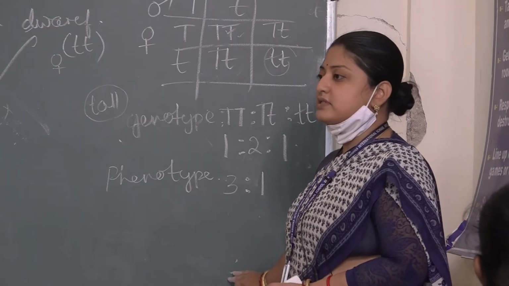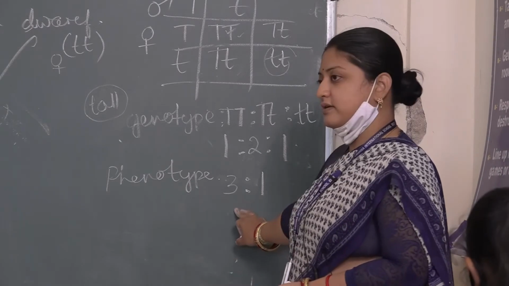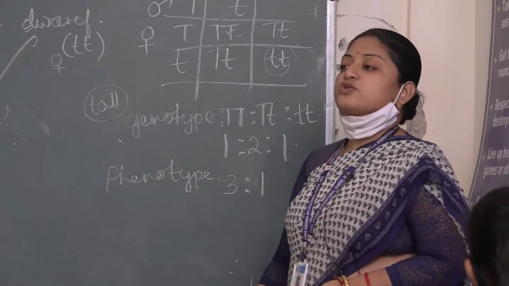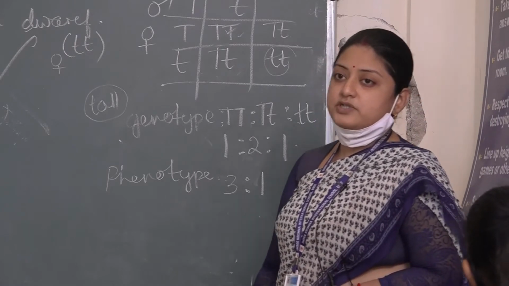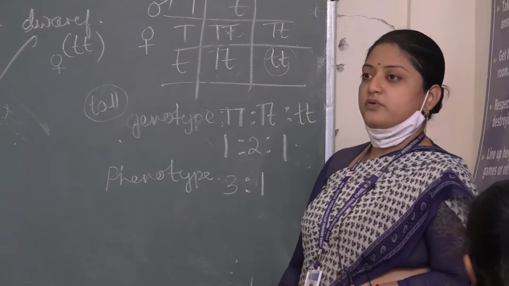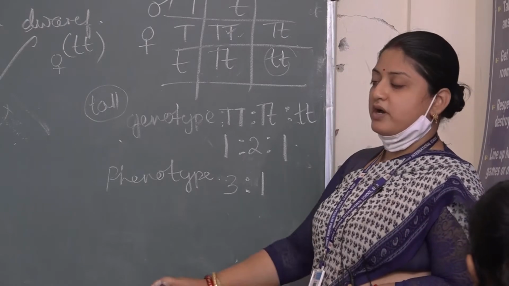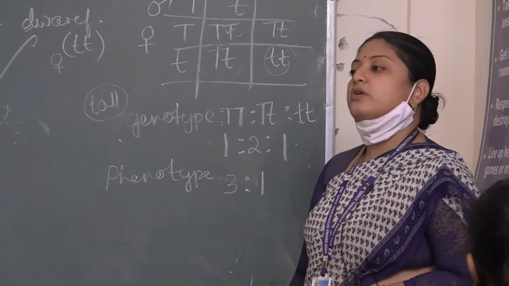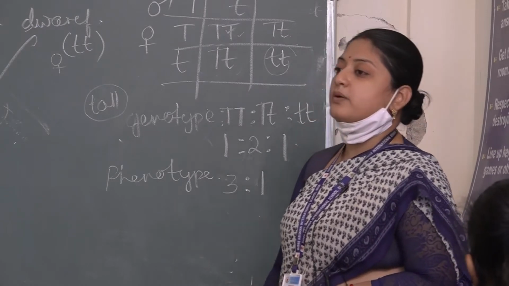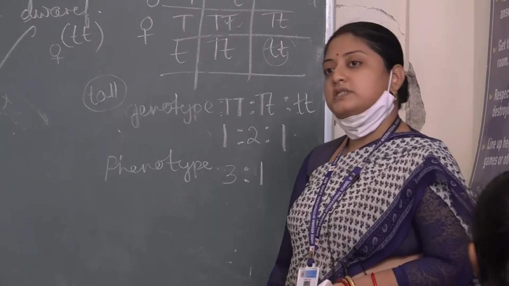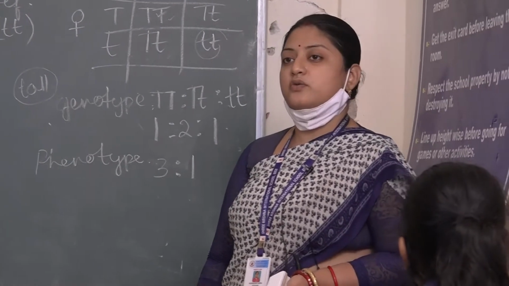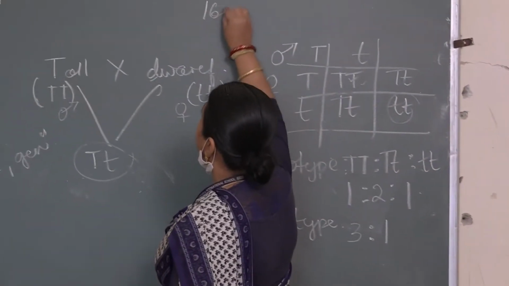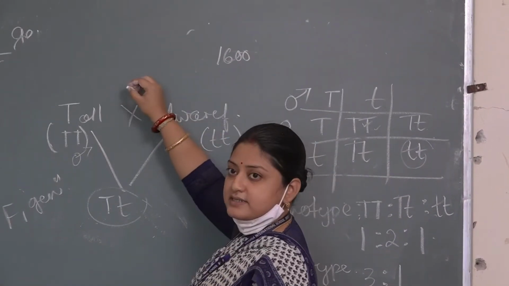Though we have considered only a single character here, so that is known as your monohybrid cross. So now if you are given a question where you have to calculate, say, you have 1600 plants, and out of that you have to calculate the number of dominant plants which have the tall character only. So how will you do it? The total is 1600 plants.